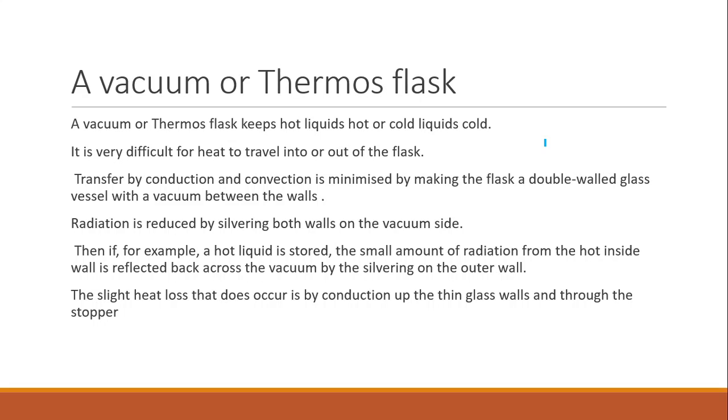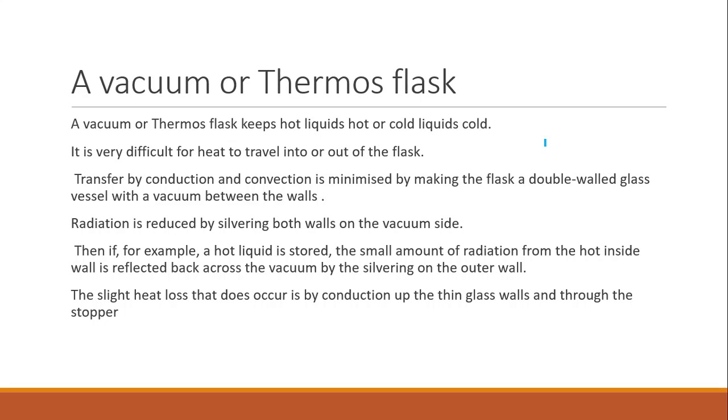Then, if, for example, a hot liquid is stored, the small amount of radiation from the hot inside wall is reflected back, and it keeps the heat inside. So, radiation across the vacuum is reduced by silvering on the outer wall.